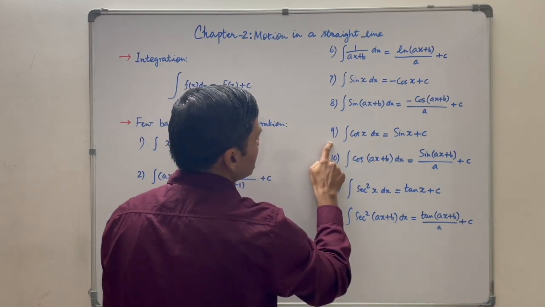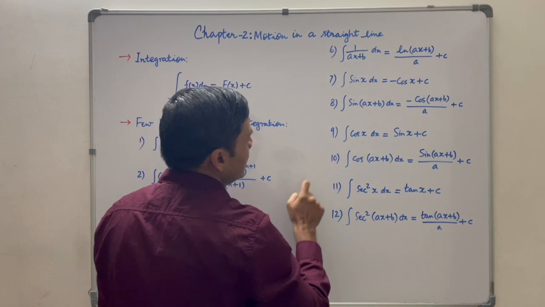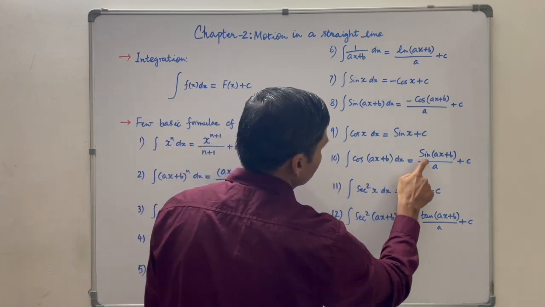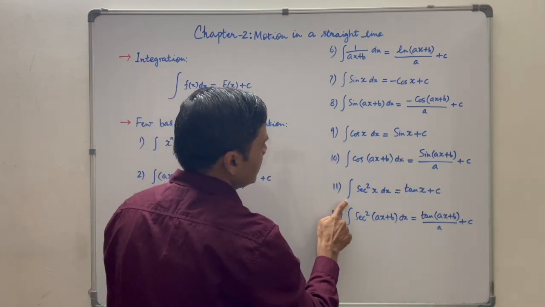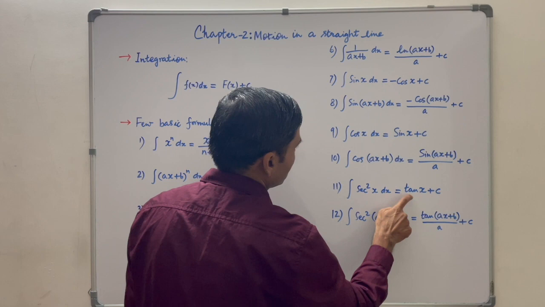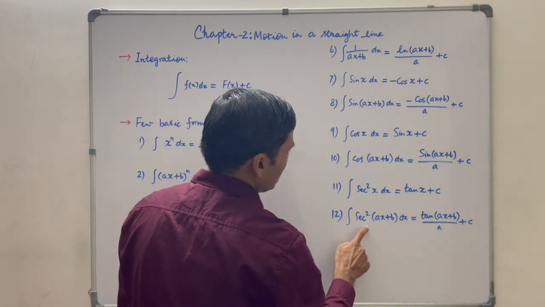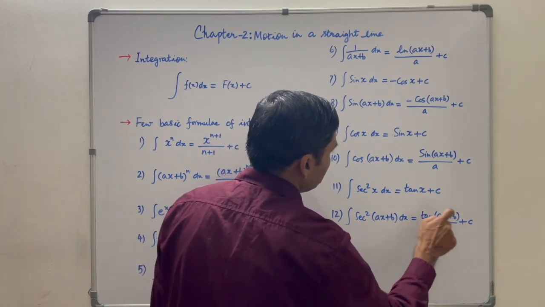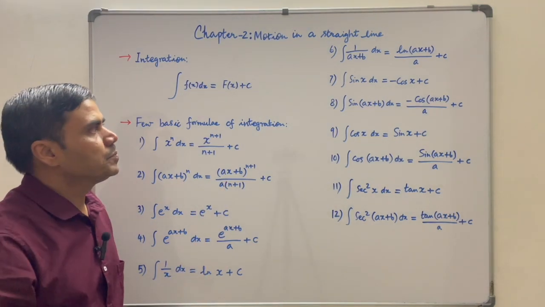Eighth one, integration of sin (ax plus b) dx is equal to minus cos (ax plus b) upon a plus c. Ninth one, integration of cos x dx is equal to sin x plus c. 10th one, integration of cos (ax plus b) dx is equal to sin (ax plus b) upon a plus c. 11th one, integration of sec square x dx is equal to tan x plus c. And the last one, integration of sec square (ax plus b) dx is equal to tan (ax plus b) upon a plus c. You can note them down and memorize.